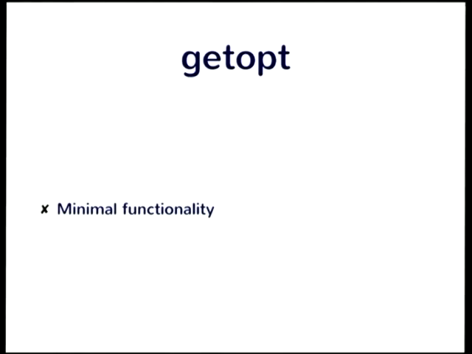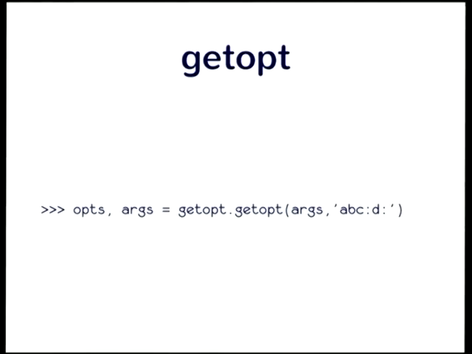Getopt has a problem, though. It doesn't have a lot of functionality. In fact, there's almost nothing there at all. This is an example of how to use getopt. You call a function, you pass in the arguments you want parsed, you put in a very simple format string.